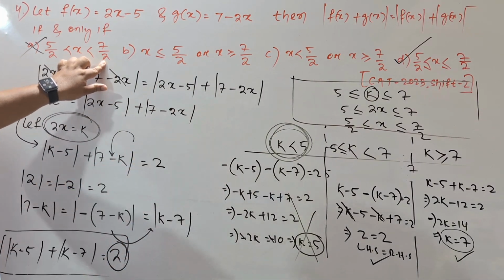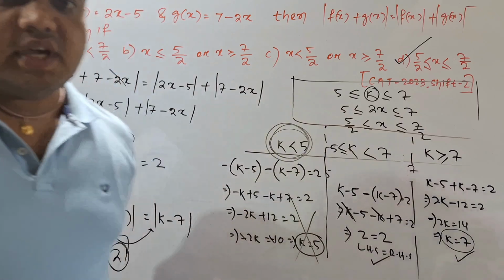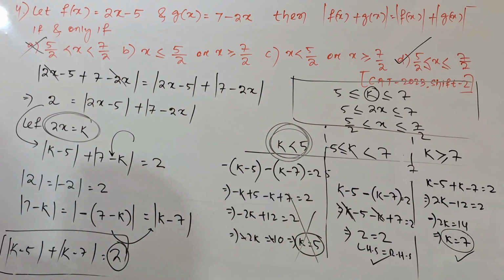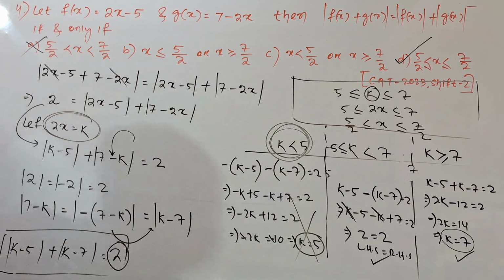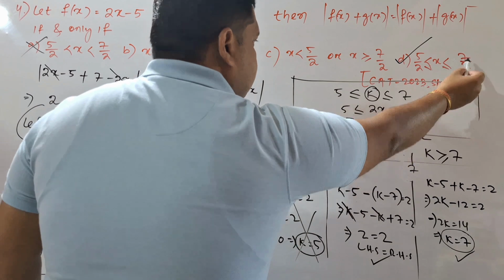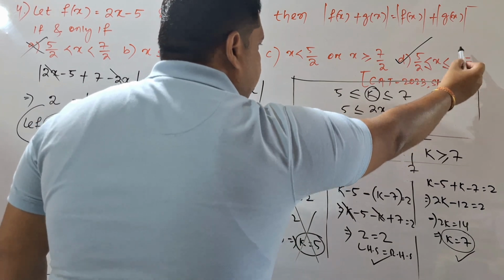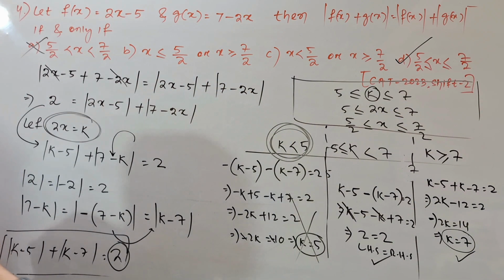But the equal to symbol is there, no? Less than or equal to. Okay, rectify that. So this is 5 by 2 less than x less than or equal to 7 by 2. 5 by 2 less than or equal to x less than or equal to 7 by 2. So which option is correct? D is correct. Write it down.